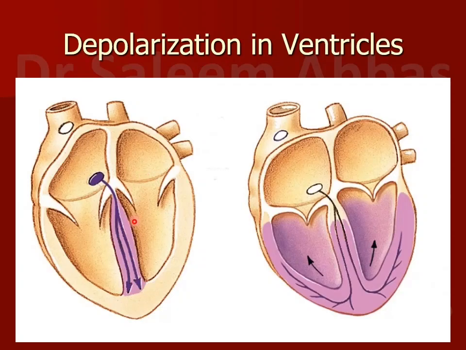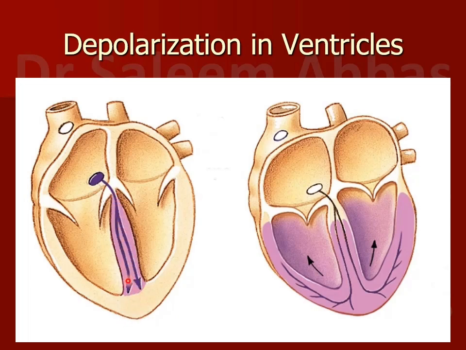So after a delay of 0.13 second in the AV node and the bundle of His, this impulse enters the interventricular septum. This impulse passes through the interventricular septum through both the left and right bundle branches. So the whole septum is depolarized, and then this impulse actually travels towards the apex of the heart. So this is the apex, okay?